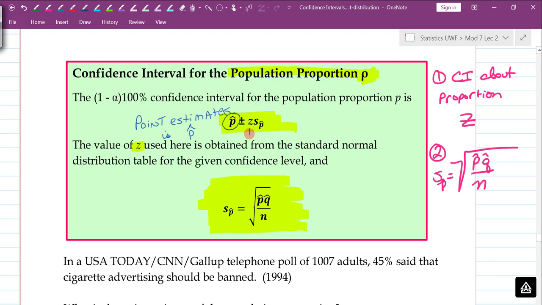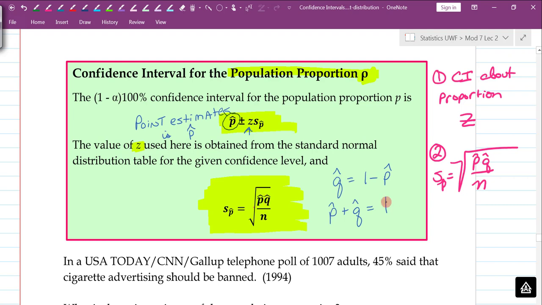And then in order to calculate our standard error about proportion, we're actually going to use p hat and q hat divided by n. Q hat is equal to 1 minus p hat. So that also means that p hat plus q hat is equal to 1. These two numbers together must add together to 1. If they don't, you've got an error. And then n is simply our sample size.